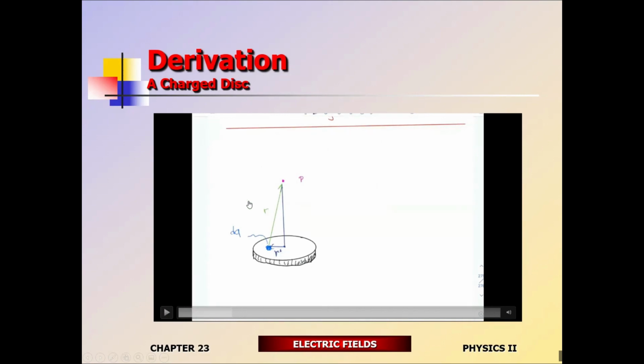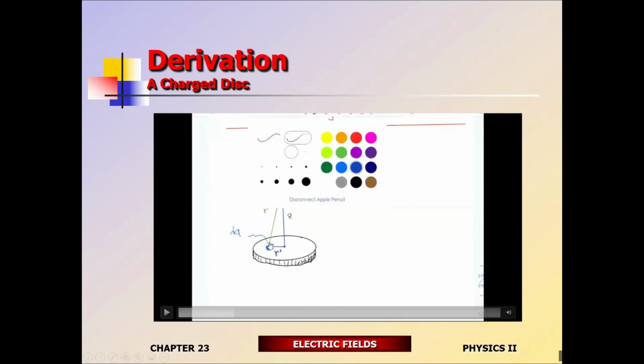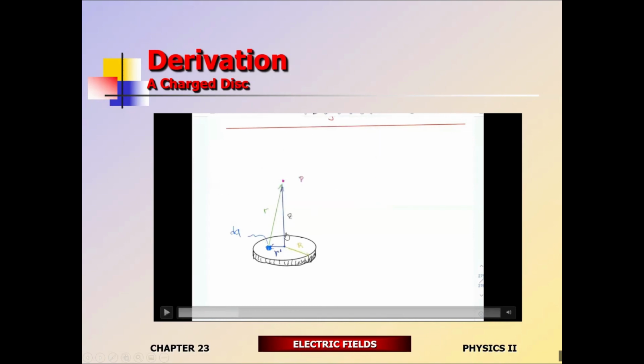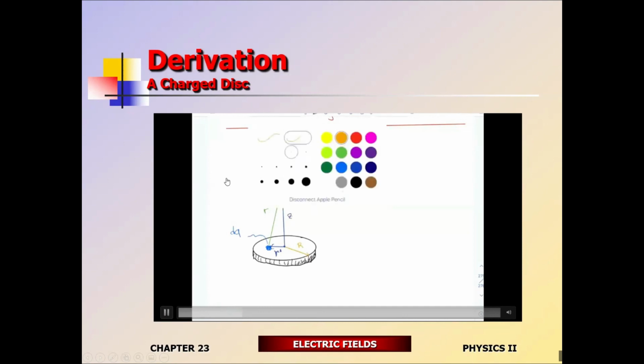This is going to be r prime. This is r. Don't get them confused. r prime is a displacement vector that's going to locate the charge for you. Okay, so z is going to be the vertical distance. Capital R is the radius of the disk.